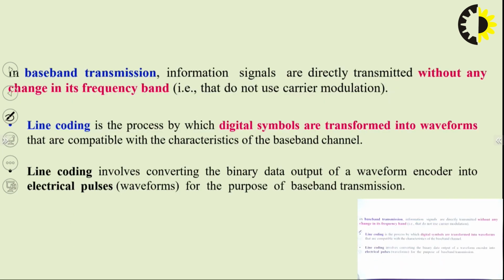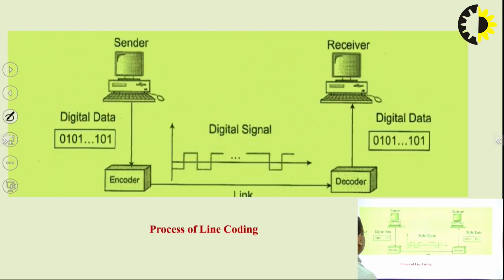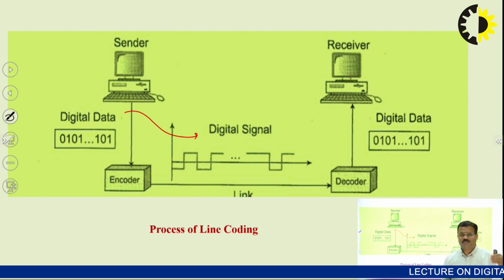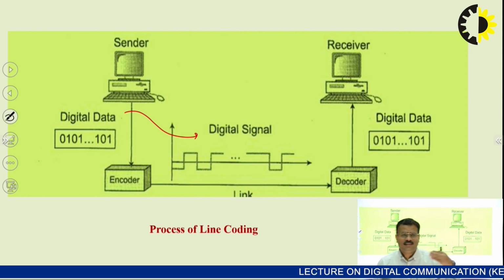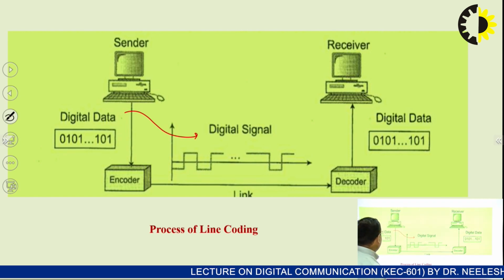So now baseband transmission. If through line coding you are communicating your digital signal, this is called baseband transmission, without using any carrier signal. That is the line coding. Again this is the diagram I am showing here, the process of line coding. You are converting your digital data into a digital signal or appropriate waveform for propagating along the channel or transmission line.